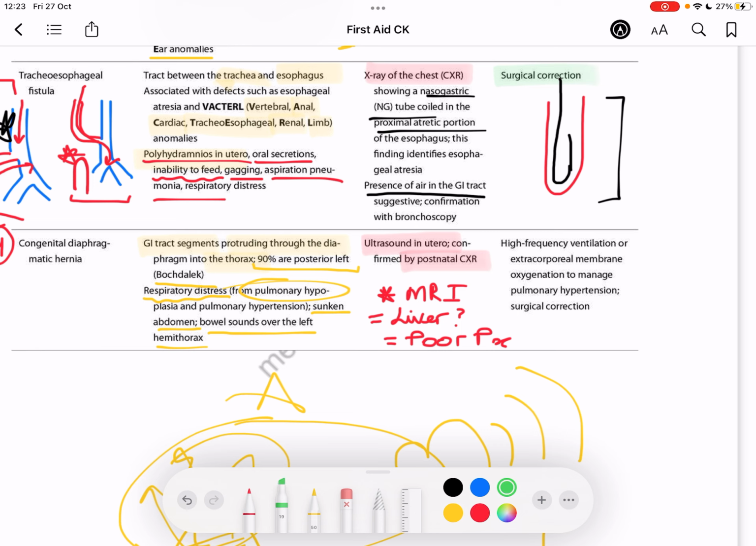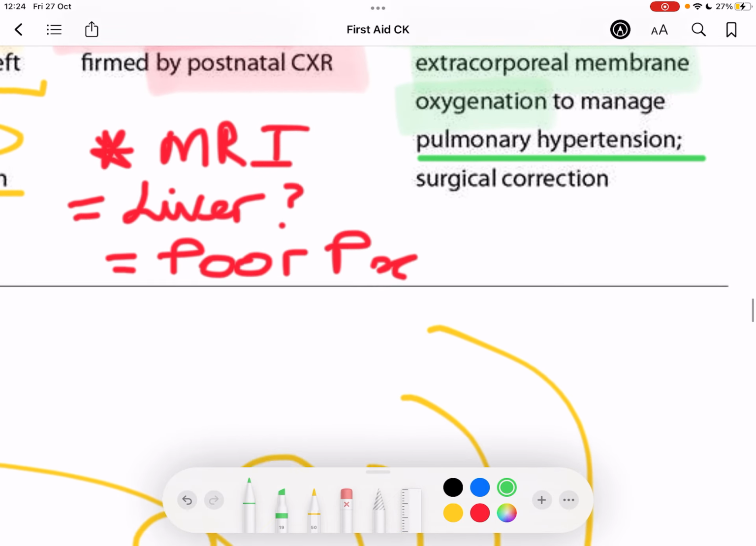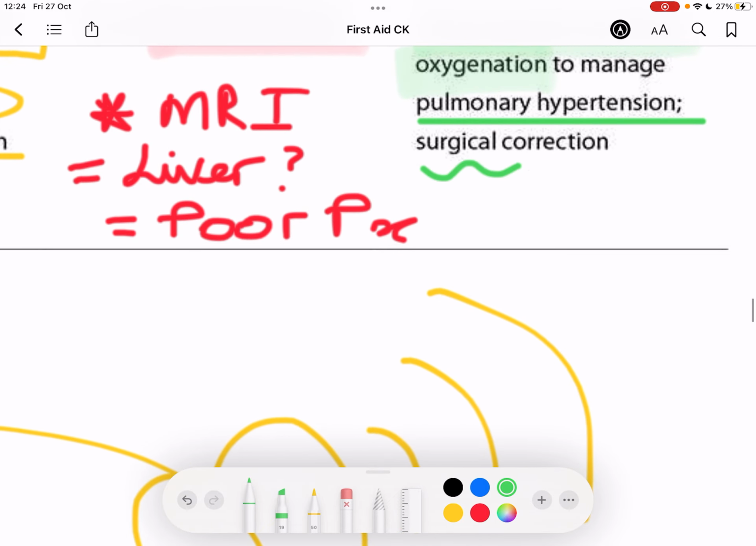Regarding treatment, we can do high frequency ventilation and also extracorporeal membrane oxygenation. And this is purely to manage the pulmonary hypertension, which is the main problem. Generally, when we talk about congenital diaphragmatic hernias, what's going to be killing this fetus or baby, unfortunately, is going to be the pulmonary hypoplasia and pulmonary hypertension, okay? And then if the fetus and baby does survive, we can do surgical correction.